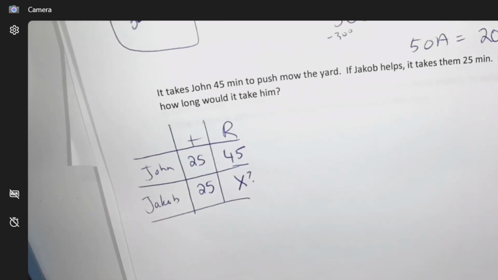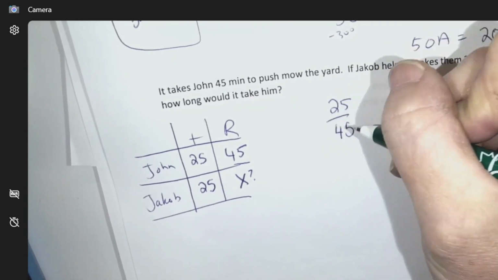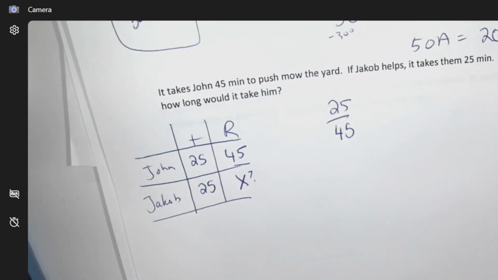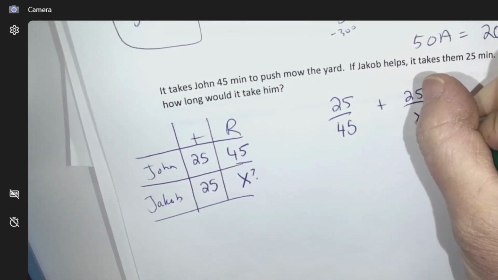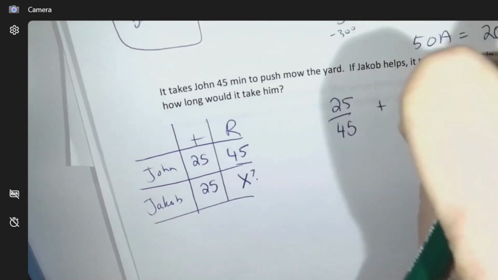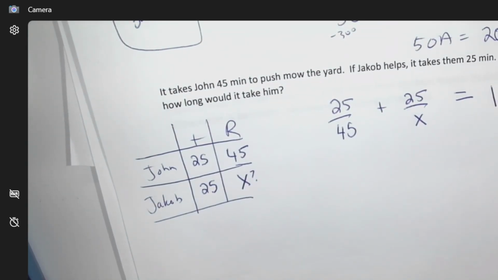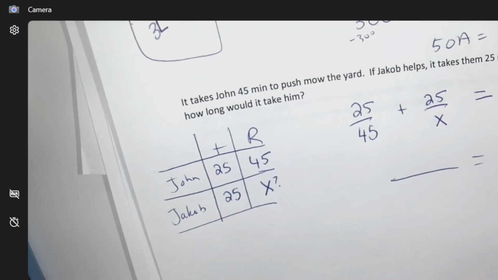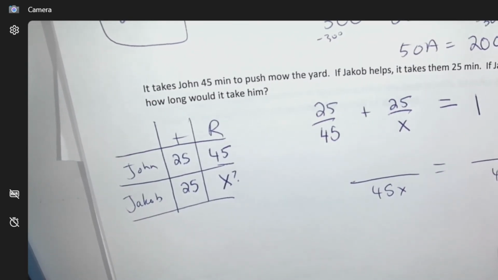Okay, so John's portion, he does 25/45 of the job. And Jacob does 25/x of the job. John's portion plus Jacob's portion will equal the whole yard. Okay, I'm going to pick common denominator strategy. And I'm going to use 45x as a bottom. That will work for everything.